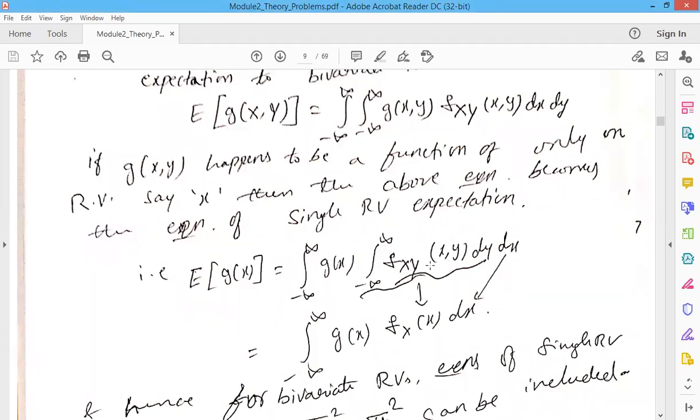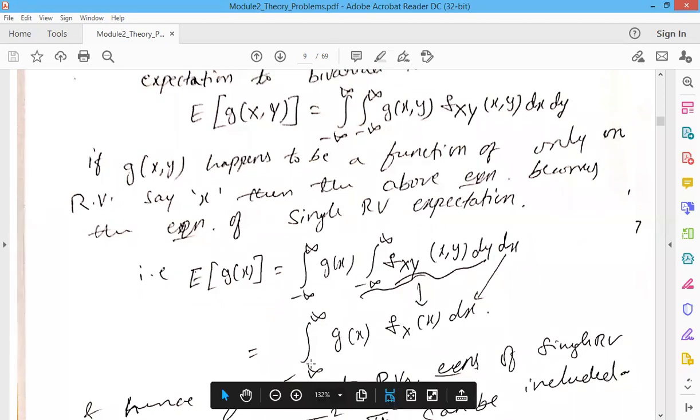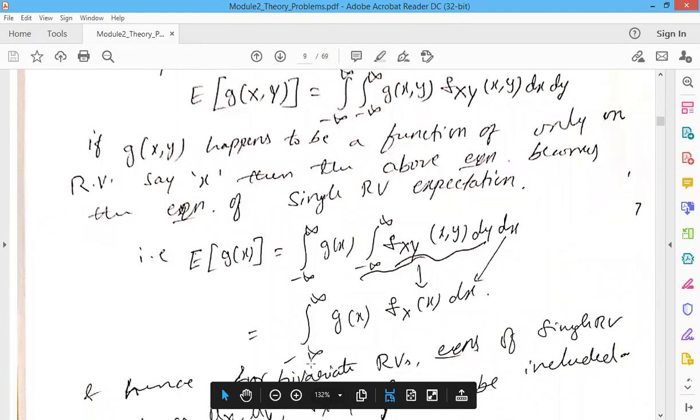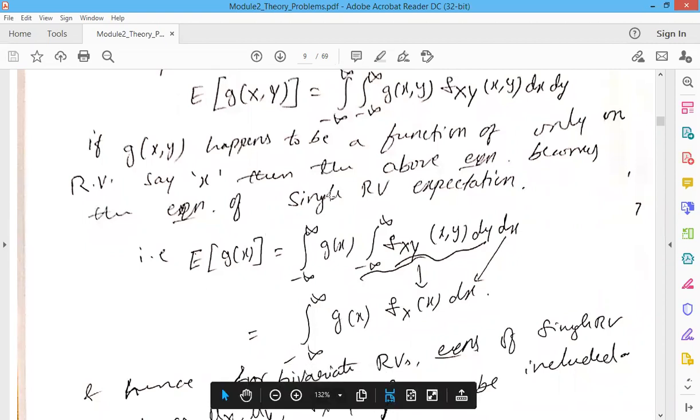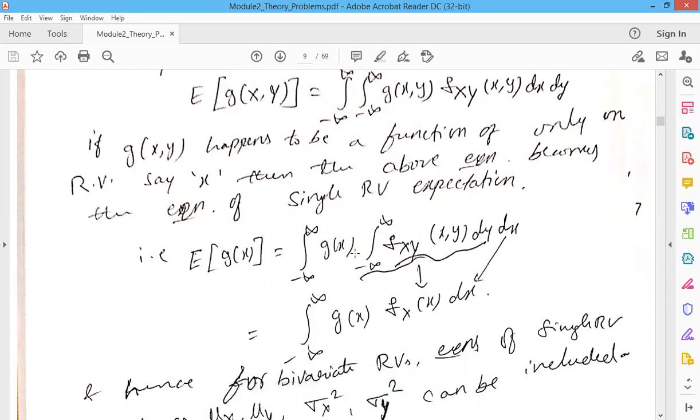So this is nothing but equal to the marginal PDF f_X(x). So here we'll be getting the final equation as the integration from minus infinity to plus infinity of g(x) f_X(x) dx. Similarly, suppose g(x, y) is a function of a single random variable Y. In that case, this equation is rewritten as the integral of g(y) times the integration of f_XY(x, y) dx, into dy.